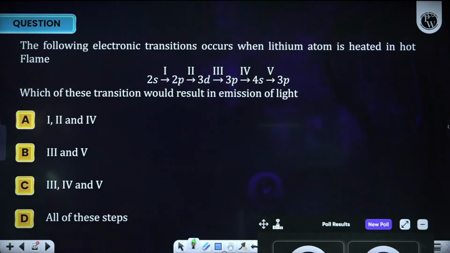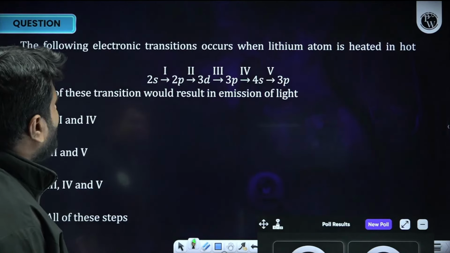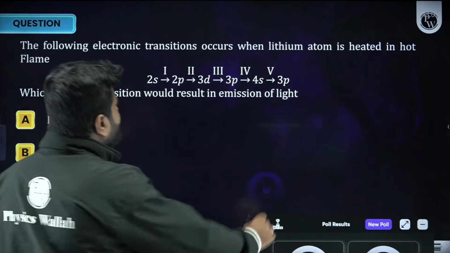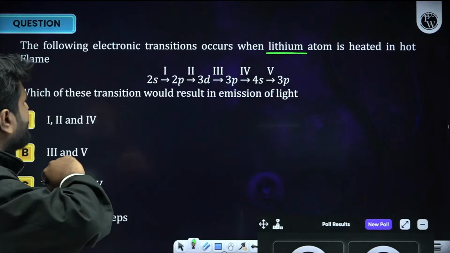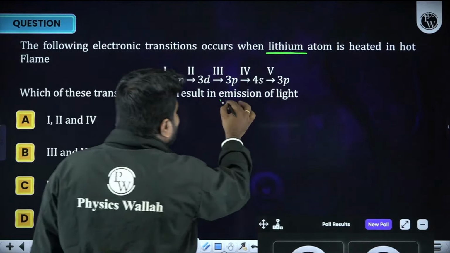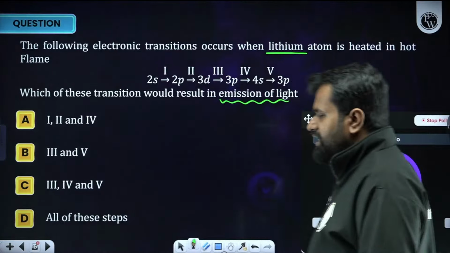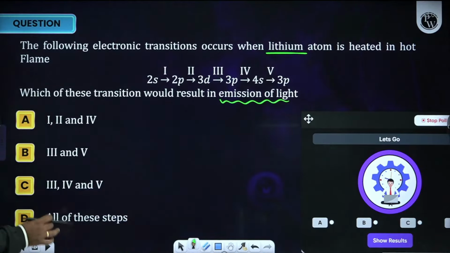Next question. The following electronic transition occurs when a lithium atom is heated in a hot flame. Which of these transitions would result in emission of light? Which of the transitions will result in the emission of light?